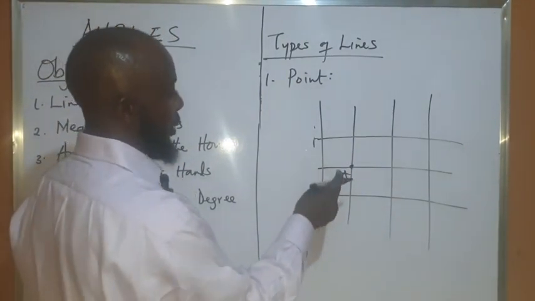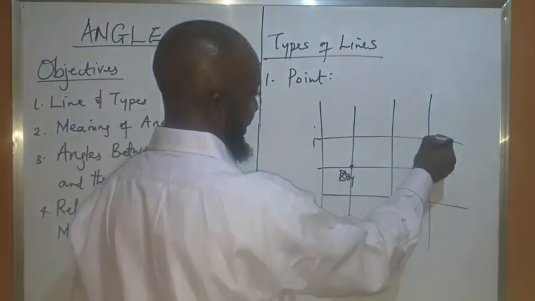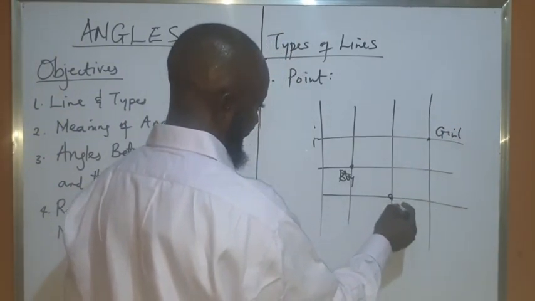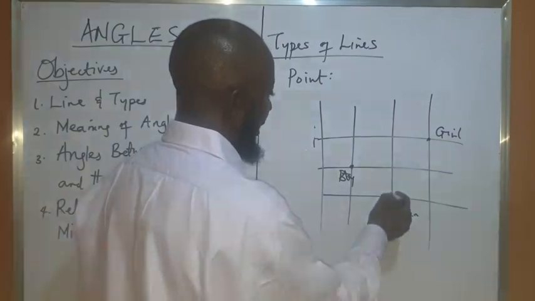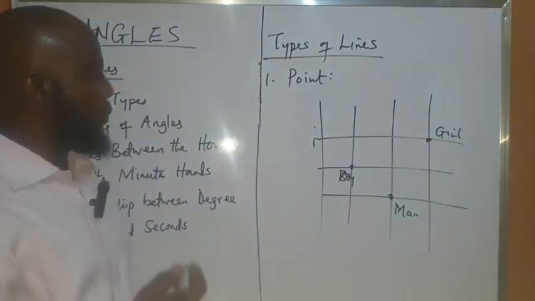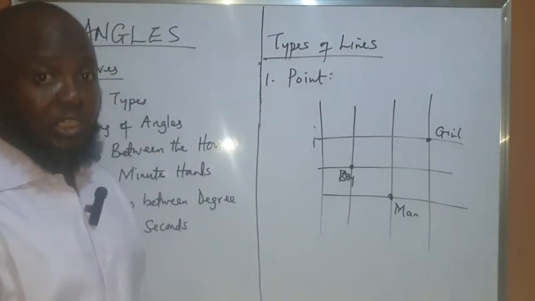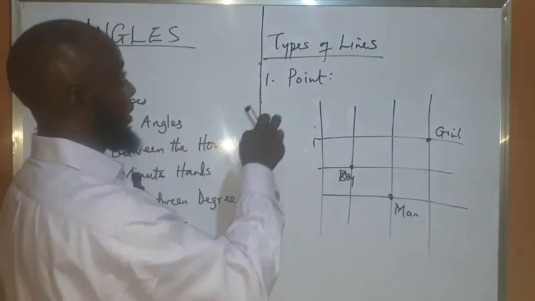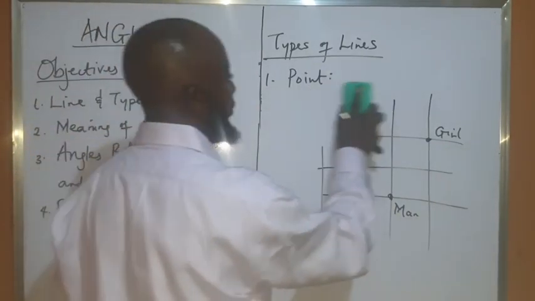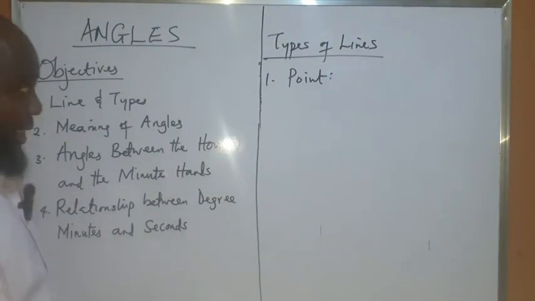So I can say, okay, a boy is at this point. There's a boy. And we have another point here showing a girl, and we have another point here showing a man. You understand? So all these points here are indicating the position of all these objects, of all these people in a space. Exactly. So that is what point is all about. Then we move to line. So point is used to denote the position of an object in a space.